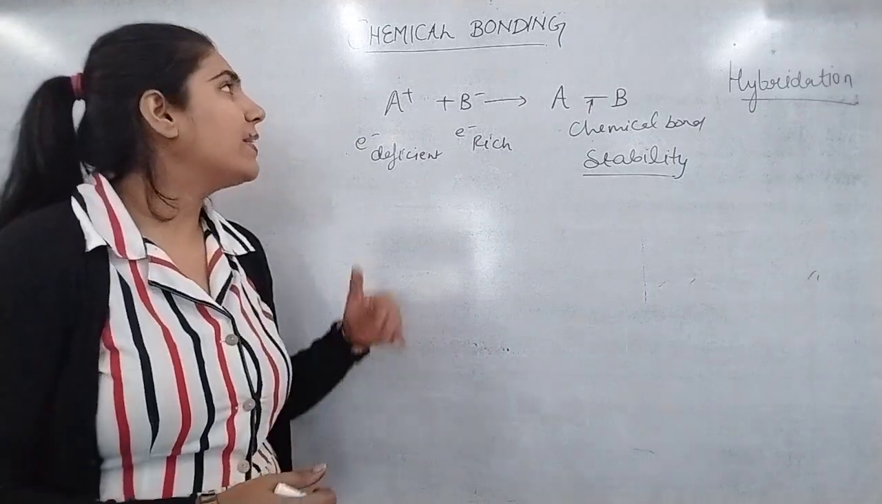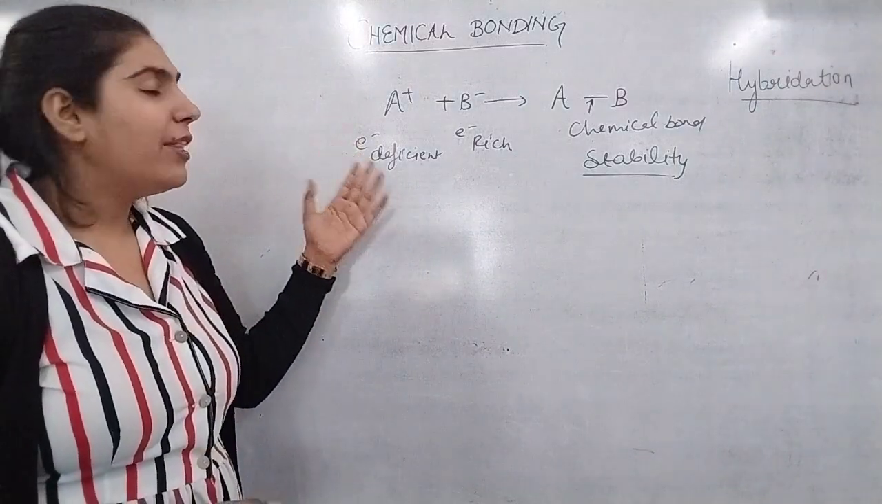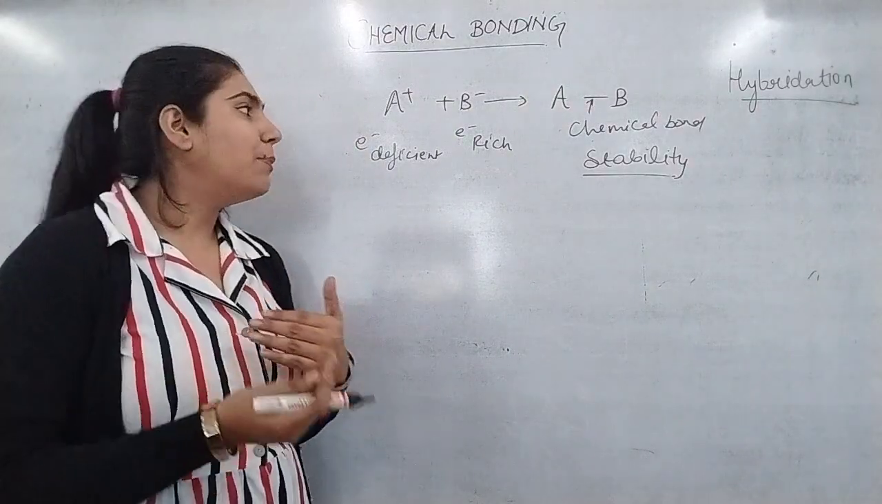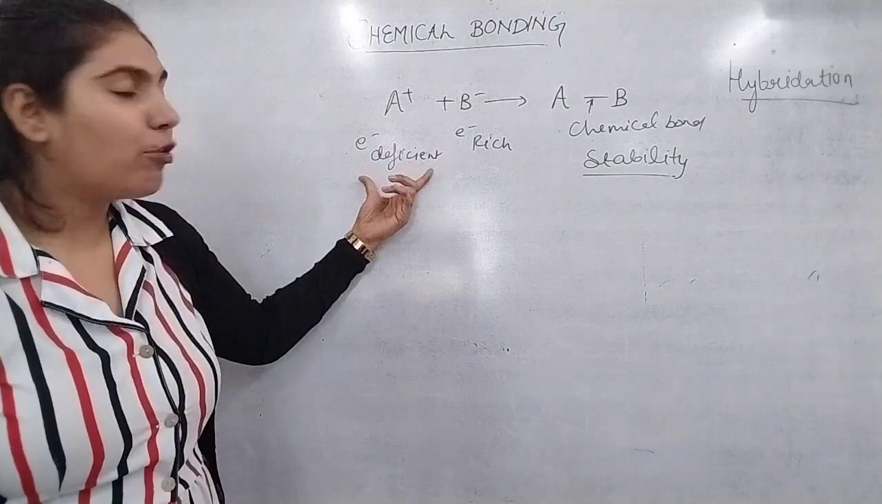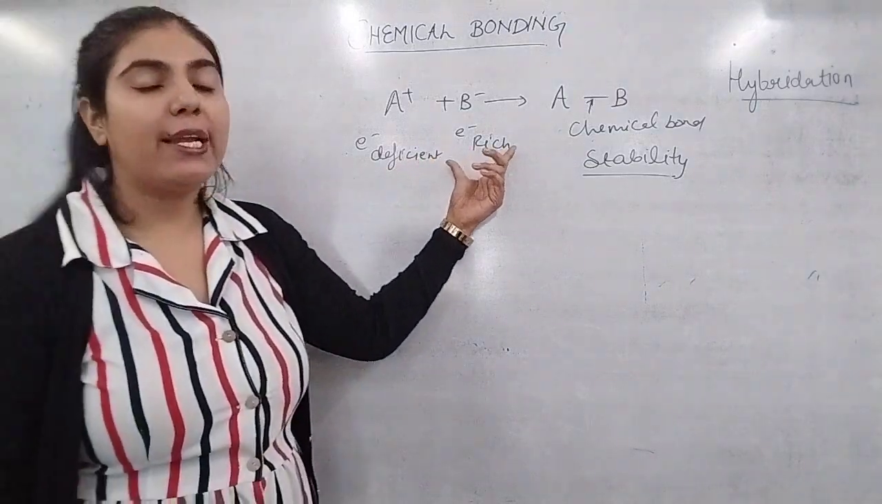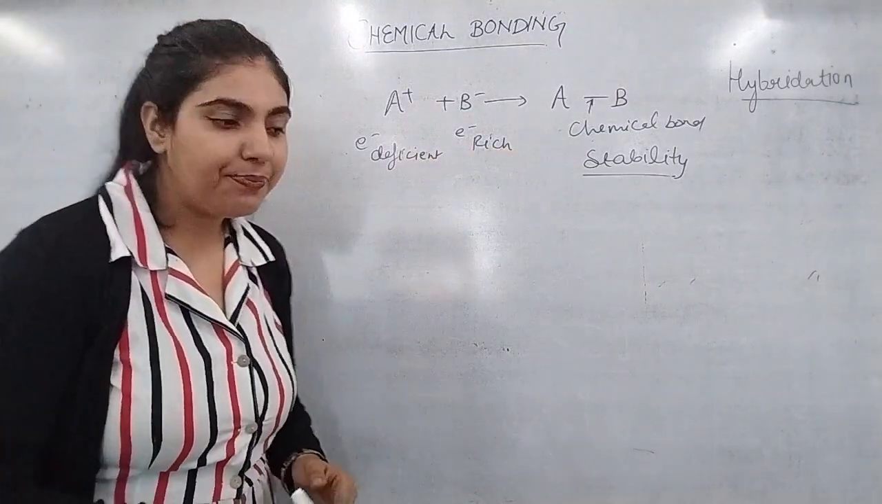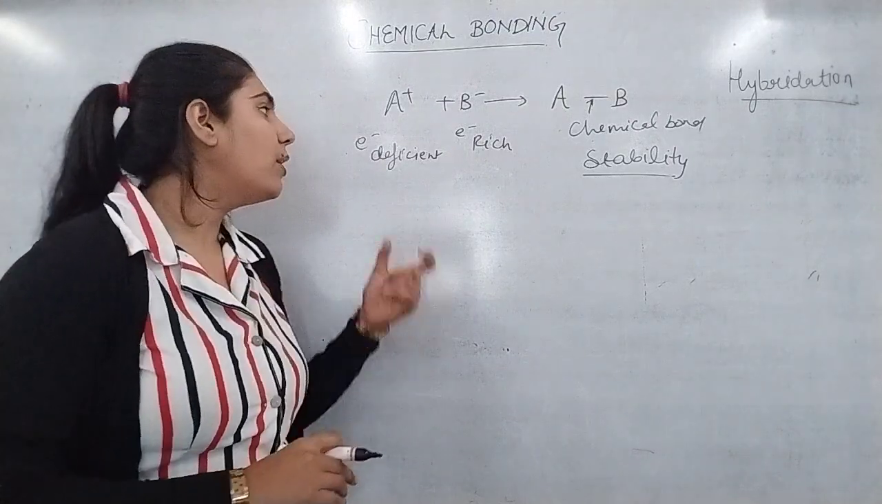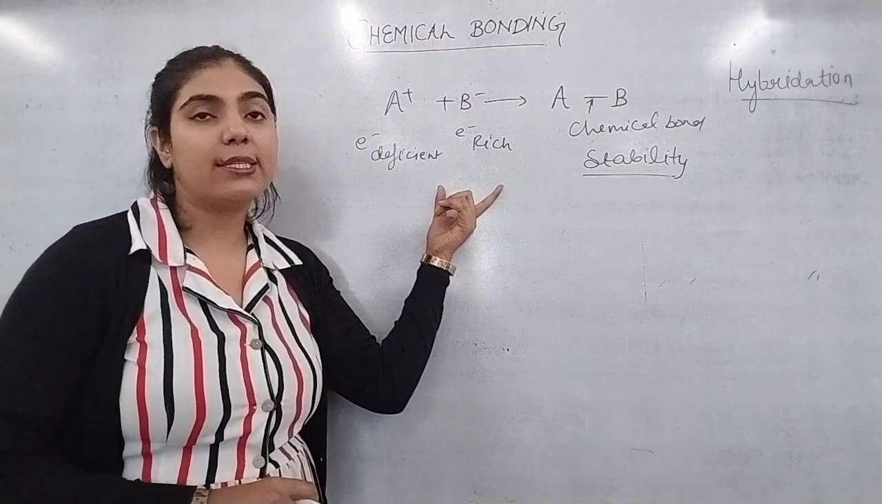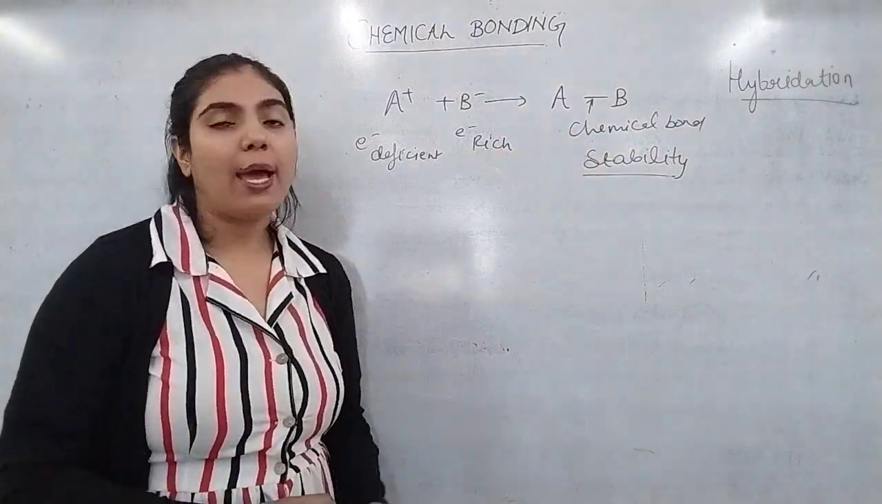Now first of all, what is a chemical bonding? When two different elements or similar elements approach each other, for example, an electron deficient element combines with an electron rich element, we know that metals lose electrons and non-metals gain electrons. When a metal and a non-metal react, it leads to the formation of a chemical bond.